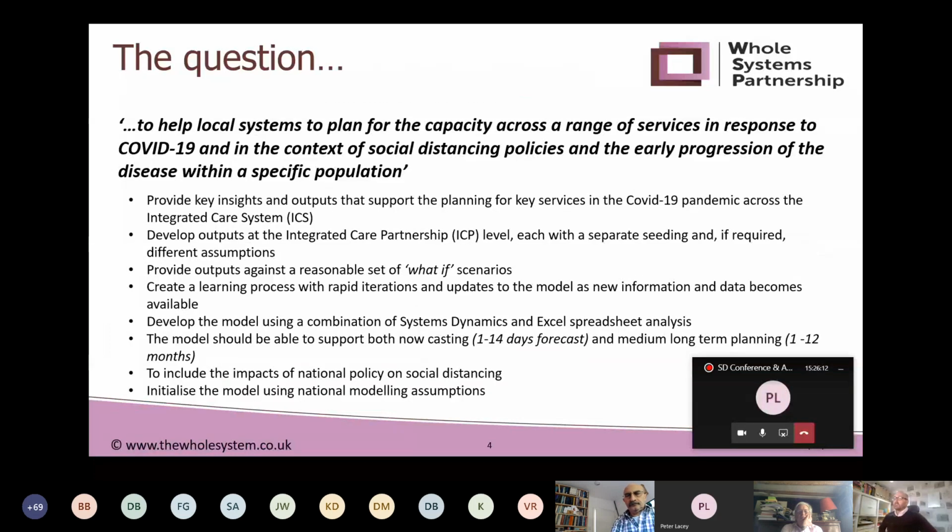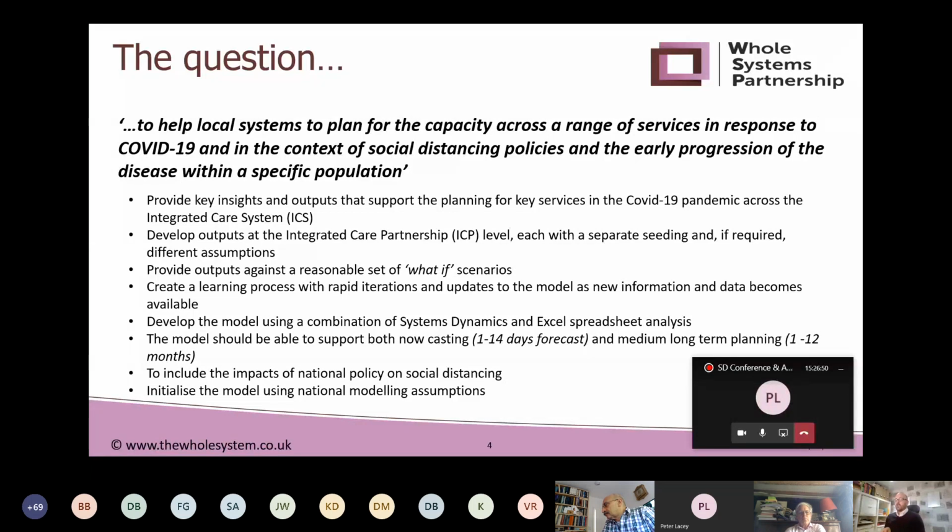So this was the key question, and just to read that out, it was to help local systems to plan for the capacity across a range of services in response to COVID-19, in the context of social distancing policies and the early progression of the disease within a specific population. So the area which we were modelling, for those who aren't embedded within modelling within healthcare in the UK, was called an integrated care system. Now this is what we would call the strategic health authority. Now this area was around 1.8 million.